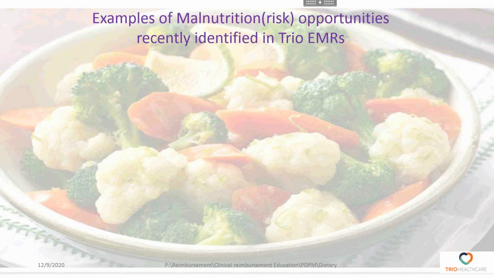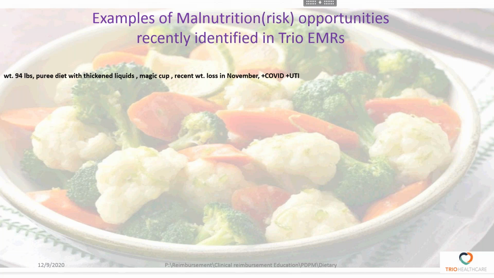as well as in the MDS. Here are some examples of malnutrition or risk for malnutrition opportunities that were recently identified in some of TRIO's EMRs. A patient who was 94 pounds, pureed diet with thickened liquids, receiving a magic cup, recent weight loss in November, currently positive for COVID, and had a urinary tract infection. All things together, looking at that, I would indicate that this person is at risk for malnutrition.